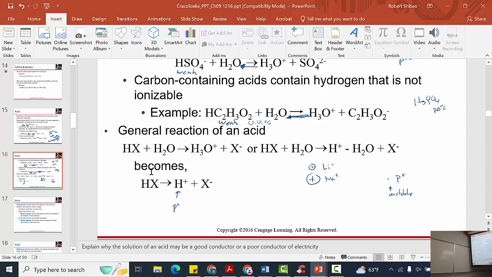So for lithium ions and sodium ions, we could have hydrated ions. The water molecules will just surround the ions like this and form hydrated ions. But the proton won't form hydrated ions. The proton is going to react with the water molecule, this is my H plus, to form H3O plus, hydronium.